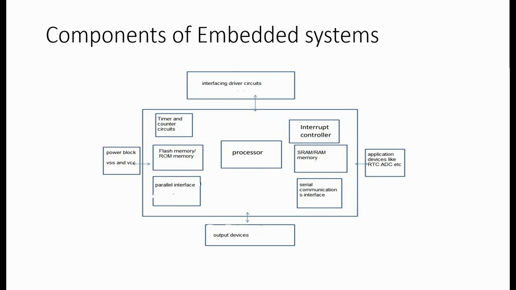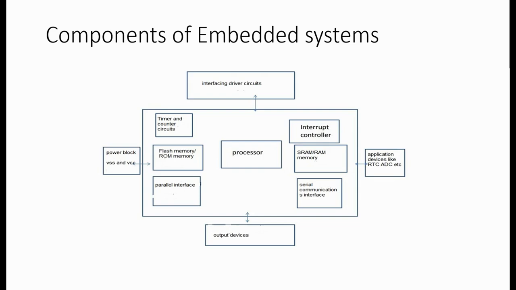Interfacing driver circuits act as a bridge between microcontrollers and real world devices like motors, LEDs, sensors. They ensure proper voltage and current levels. Output devices like LEDs, buzzers, displays, etc. are connected to the microcontroller. Power blocks, which are VSS and VDD, supply power to the microcontroller and its components. VCC means voltage and VSS means ground.